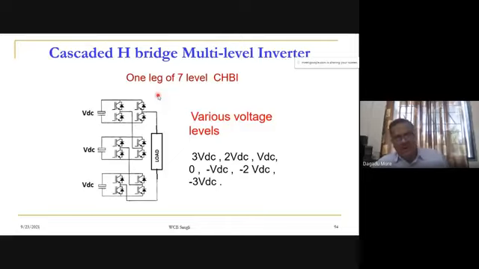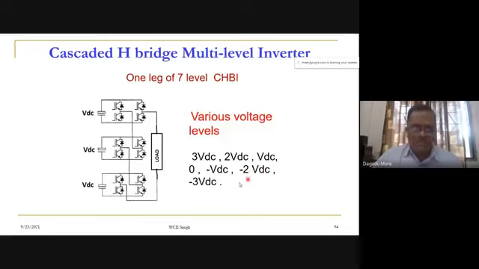Now we have a few more cases here. How do we get the 7 level? The first H bridge will give 3 levels, the next 2, the next 2. So 3 plus 2 plus 2 gives a 7 level. The phase voltage levels for 7 level, with 3 voltage sources in addition, are 3 VDC, 2 VDC, VDC, 0, minus VDC, minus 2 VDC and minus 3 VDC. Here we can add any number. If you add one H bridge in series, you increase your level by 2.